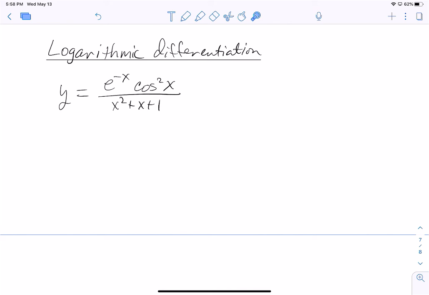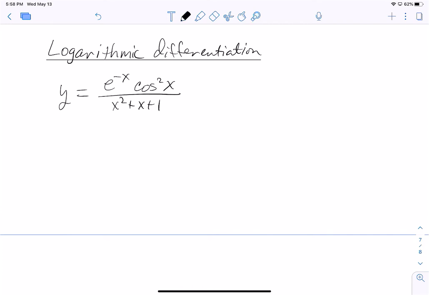Using logarithmic differentiation, we can differentiate functions that would otherwise be horrific to do so, or that we can't do using techniques we've seen so far. Here's an example. y equals e to the x times the cosine squared of x divided by x squared plus x plus 1. I'd like you to think about finding this derivative using the product rule, the quotient rule, and the chain rule. It would be terrible.